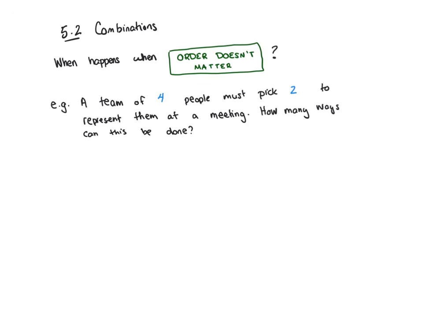So let's say I have a team, maybe a working team of 4 people, and they have to pick 2 of those people to represent them at a meeting. And I want to know how many ways this can be done. So let's go through and sort of think through this problem.